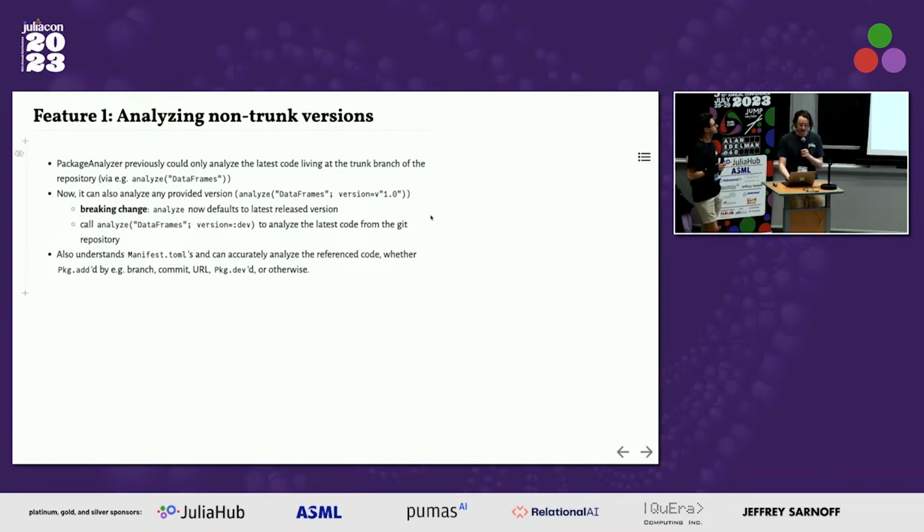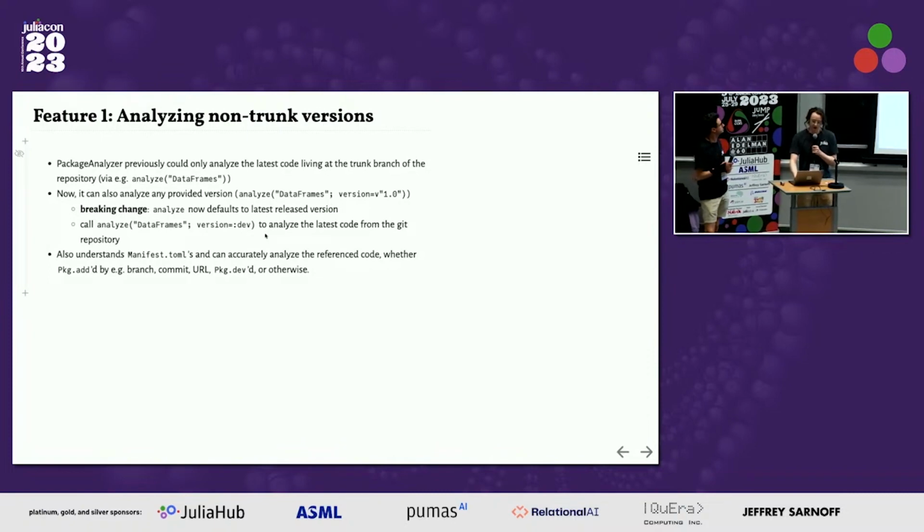It now defaults to analyzing the latest stable version, the latest released version, as opposed to the version at the development branch. But you can pass version equals :dev to analyze the latest code from the Git repository. One of the big reasons for this is that now it can understand manifest.tomls and accurately analyze the code no matter how that was added. So if it was pkg.add with a branch or a commit or a URL or pkg.dev or something else, it'll track down that code and analyze that particular version.